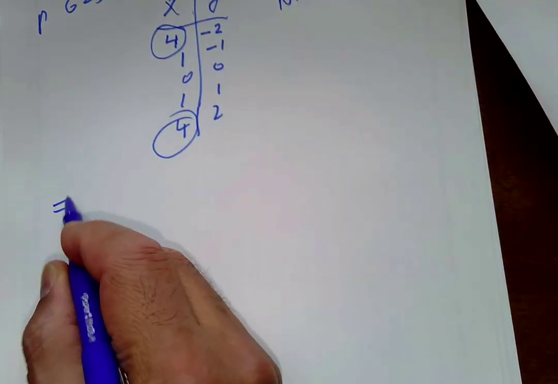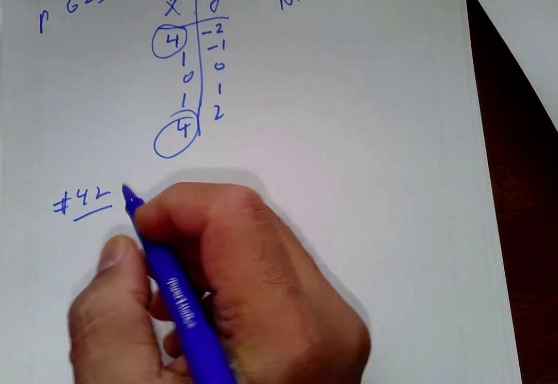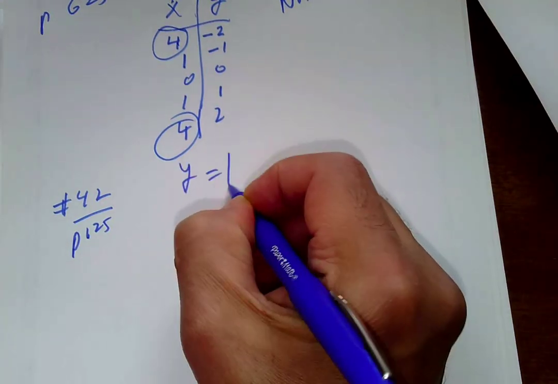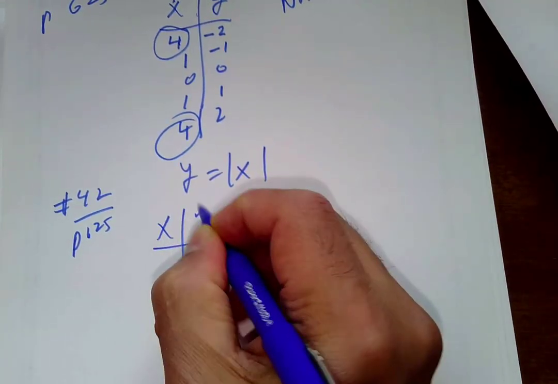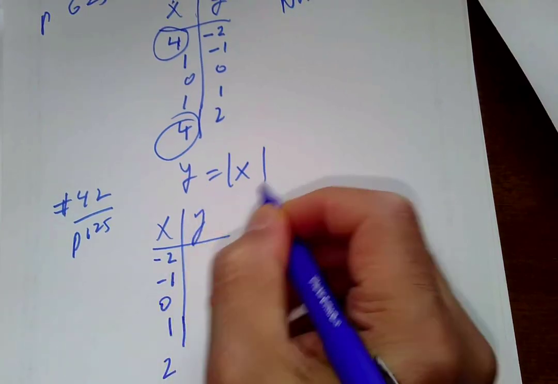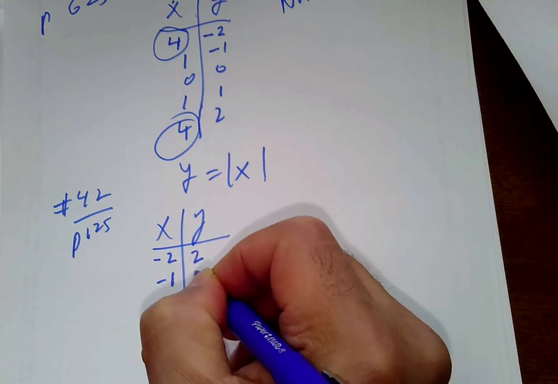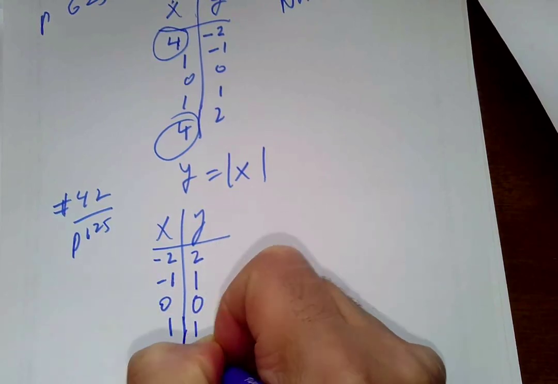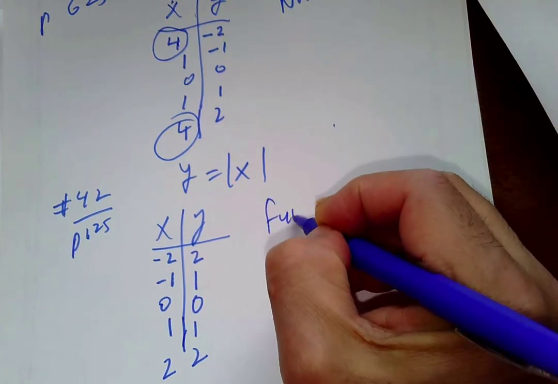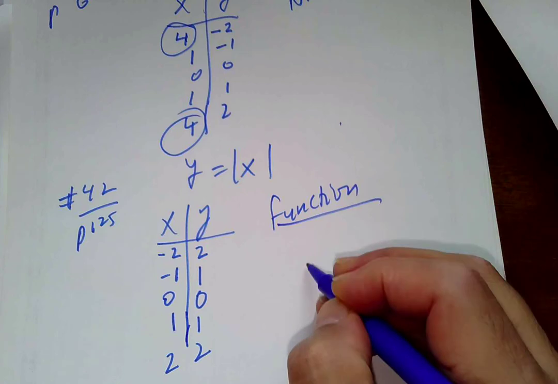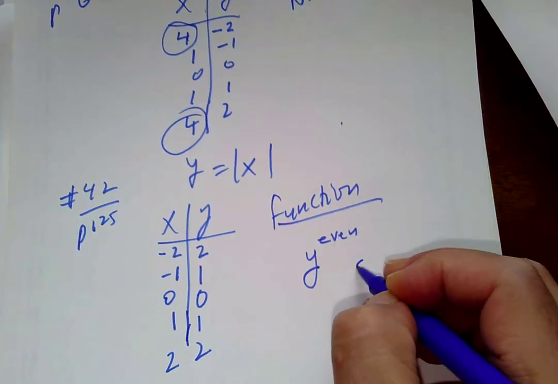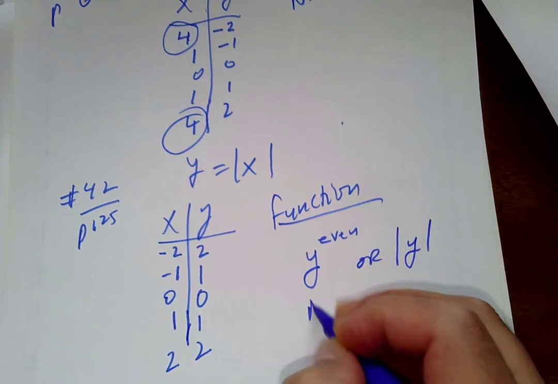If you look at 42, from that same page, 625, y equals absolute value of x. Again, since y is isolated, we're going to plug in the x values. Absolute value of -2, absolute value of -1, 0, 1, and 2. No x value is going to repeat, so it is a function. Usually when y has an even power, like 2 or 4 or 6, or y is in absolute value, that is not a function.